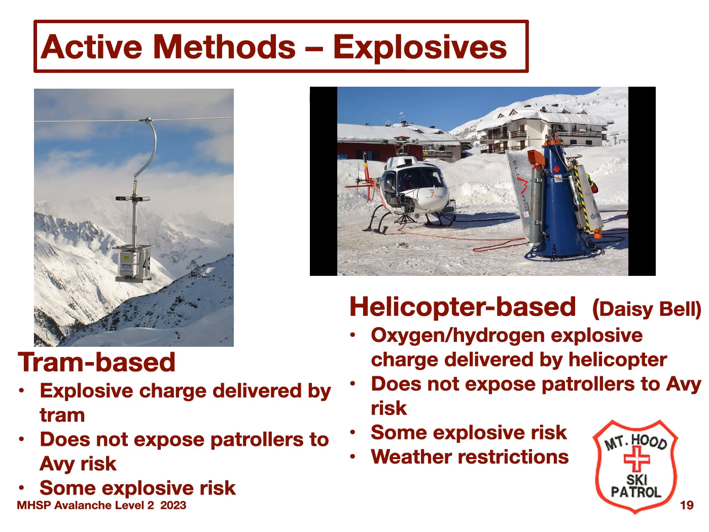Here are two more delivery methods. The image on the left shows a tram-based explosive delivery. This does not expose the patroller to avalanche risk and does provide a limited amount of placement flexibility. However, duds and misfires can be much more complicated to retrieve with this device. The image on the right shows the Daisy Bell, a helicopter-based delivery system. This system can deliver charges anywhere on the slope, but there is some risk because helicopter operations are involved, and mitigation activity requires good weather.